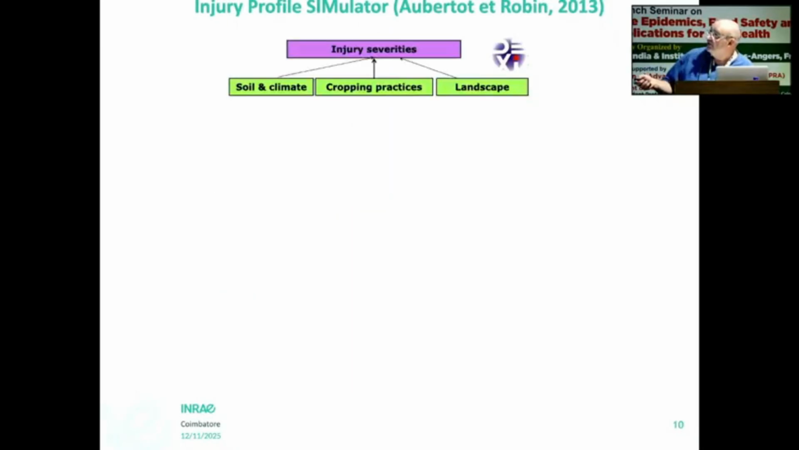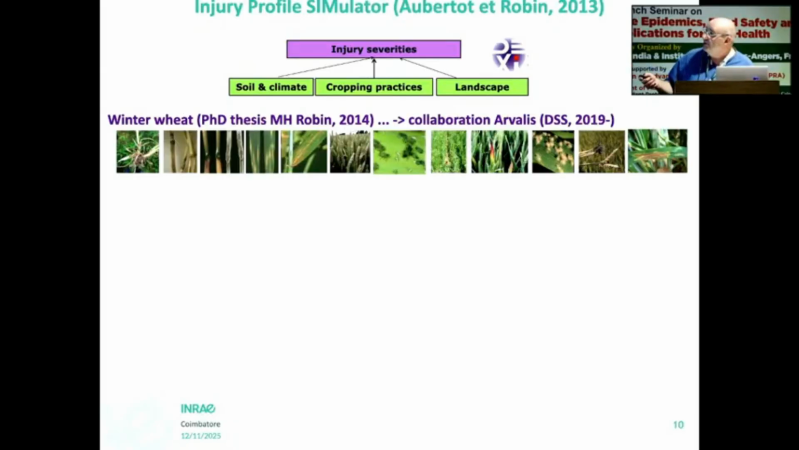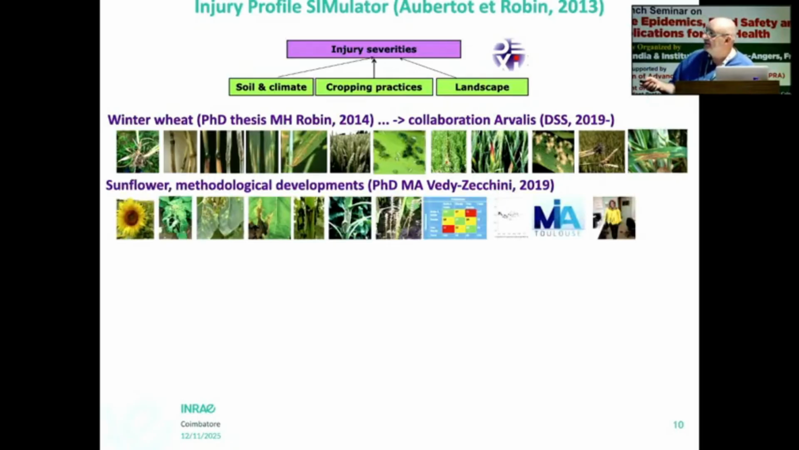What we are doing is called the injury profile simulator, because we wanted to address not only one pest, but to be able to model all types of diseases, animal pests and weeds. So the basic idea is that the vector of injury profiles, injury severities, only depends on three components: soil and weather characteristics, the cropping practices, and the landscape. So we applied that to wheat production. You can see here 13 pictures, which represent 13 pests on wheat.